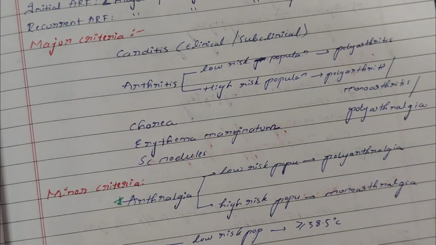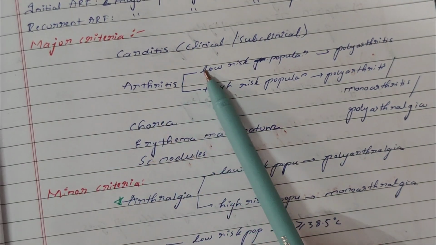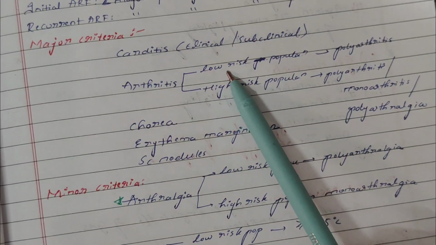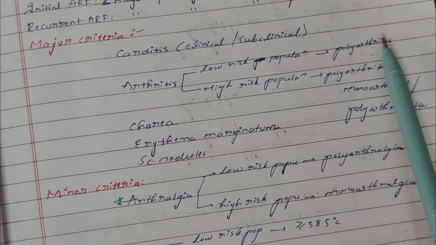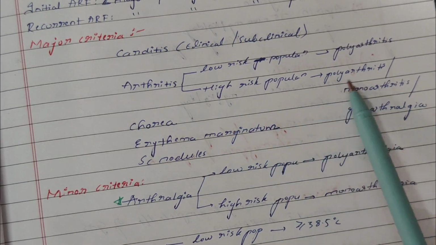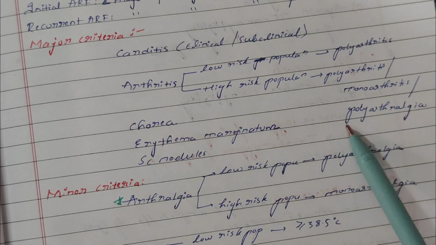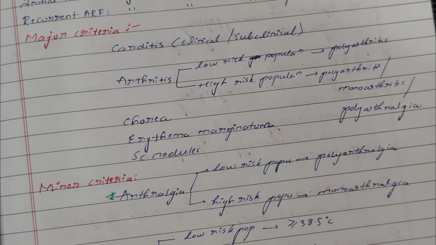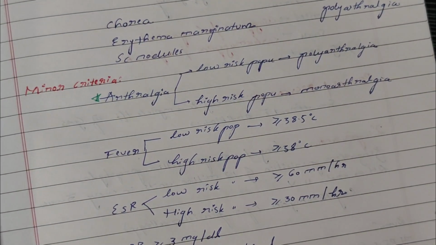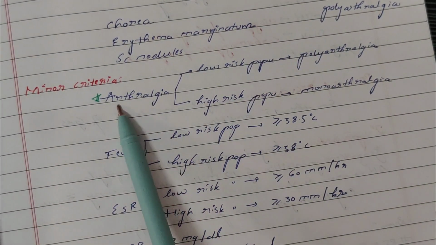It is very simple. Coming to the arthritis, it is divided into 2 groups, low risk population and high risk population. In the low risk population, polyarthritis counts, and in the high risk population we have polyarthritis, monoarthritis and polyarthralgia. And coming to the minor criteria, you have to focus on this. First we are dealing with arthralgia.